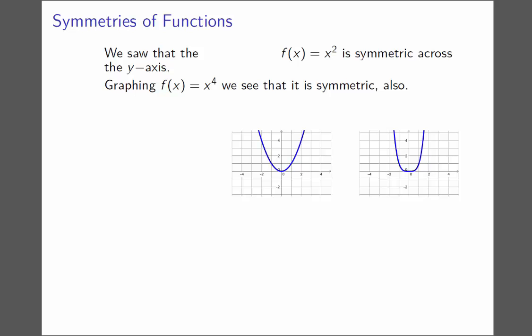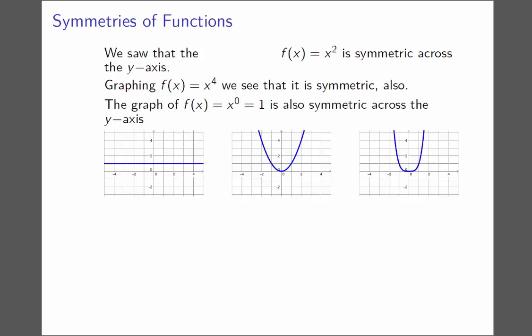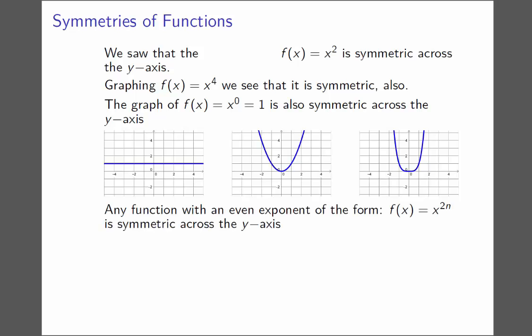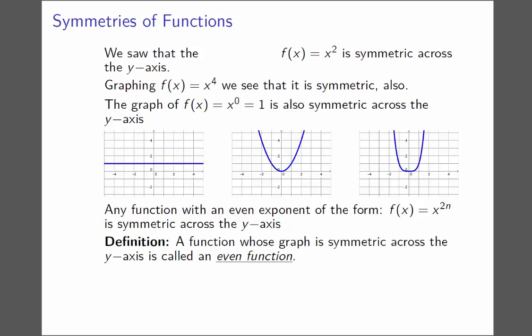the same symmetry. And the graph of f of x equals x to the 0, which is 1, is also symmetric across the y-axis. Notice how all of these functions are even powers of x. In fact, any function with an even exponent of the form f of x equals x to the 2n, where n is an integer, is symmetric across the y-axis. Because of this, we define a function whose graph is symmetric across the y-axis as an even function.